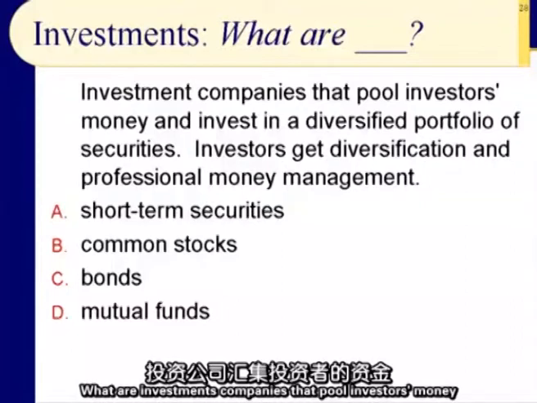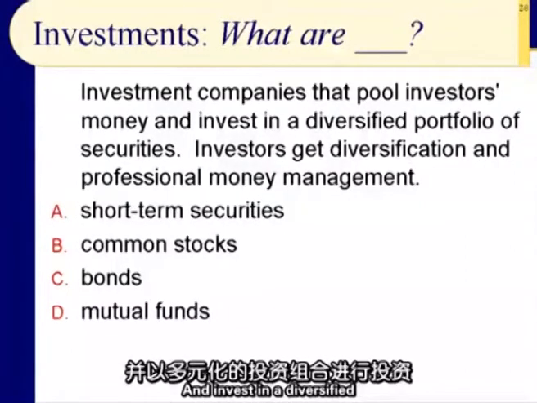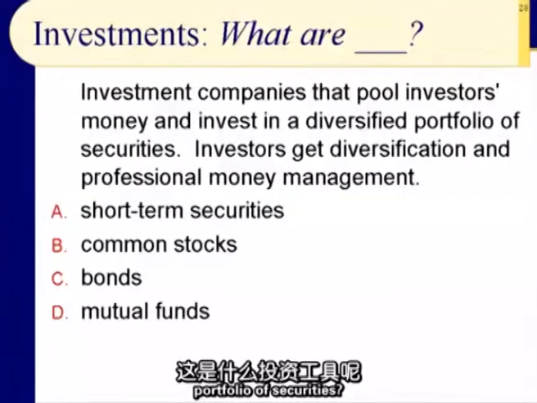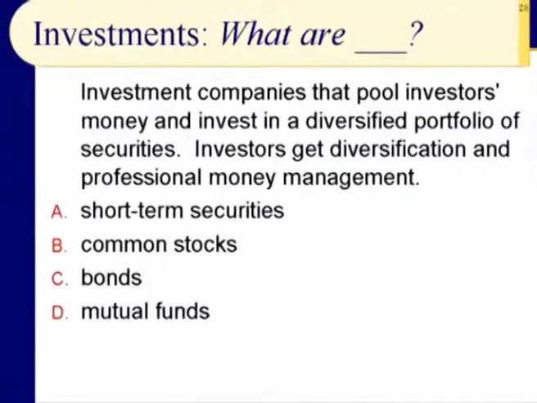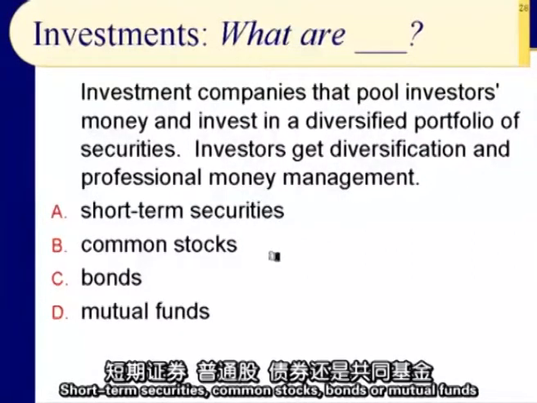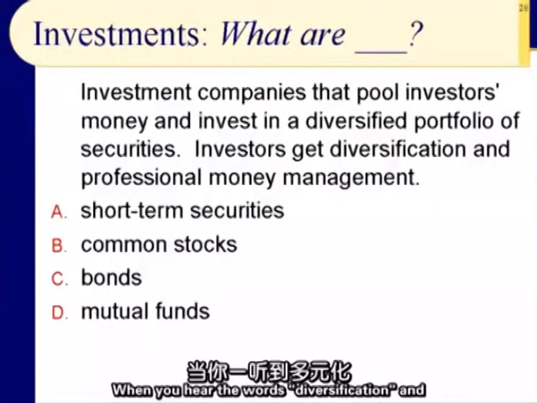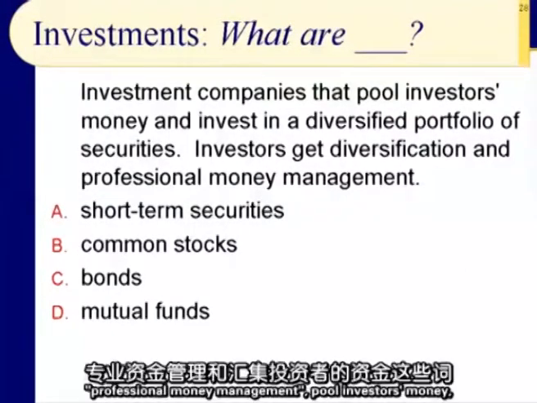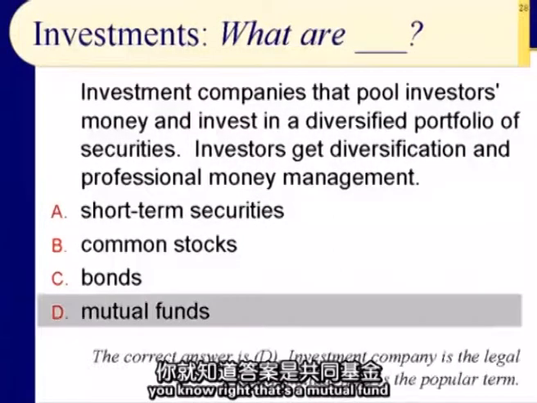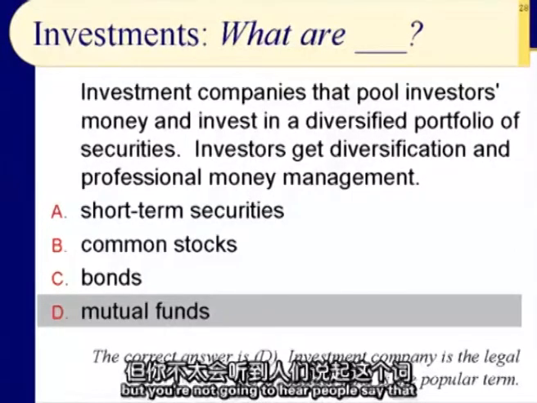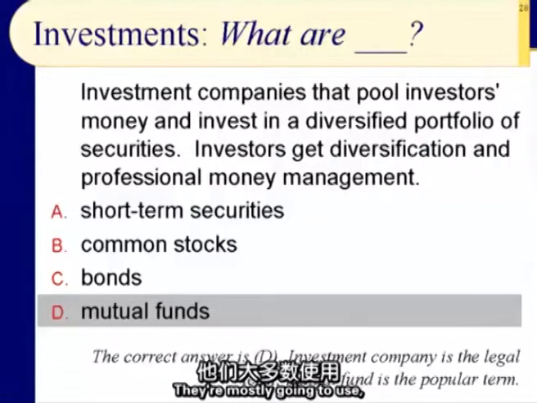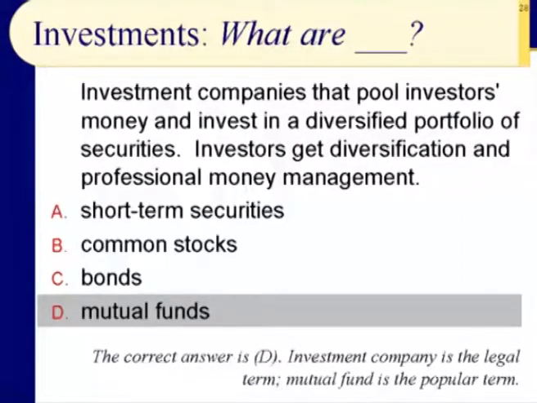What are investment companies that pool investors' money and invest in a diversified portfolio of securities? Investors get diversification and professional money management. Short-term securities, common stocks, bonds, or mutual funds. When you hear the words diversification, professional money management, pool investors' money, you know, right, that's a mutual fund. Investment company is the legal term and the one I prefer, but you're not going to hear people say that unless they're in the industry. Everybody's going to use the term mutual fund.